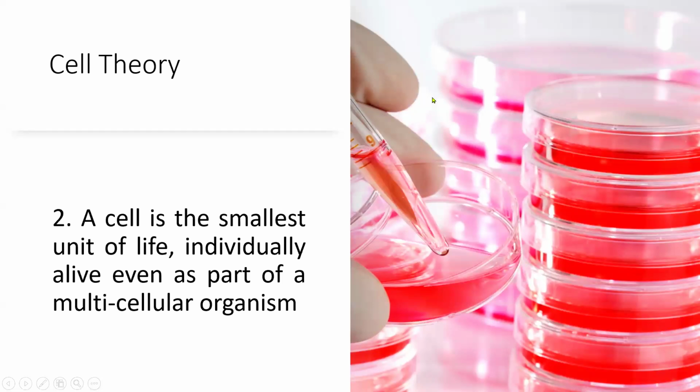Second part of the cell theory. Even though the cell is part of your whole body, they can actually live outside of your body. If we collect a little bit of cells from you, we can put them in these petri dishes, and we can feed them with nutrients. That's what the red solution is. And then you can put them in a 37-degree incubator, and they would be quite happy. They can live outside of you for some time.